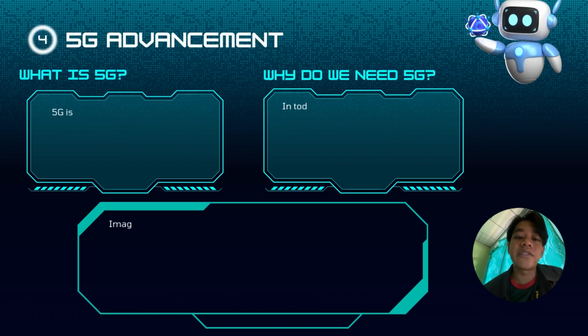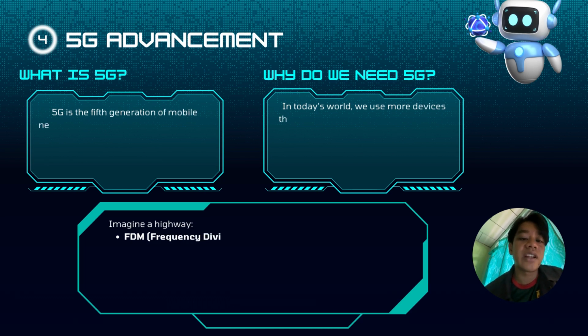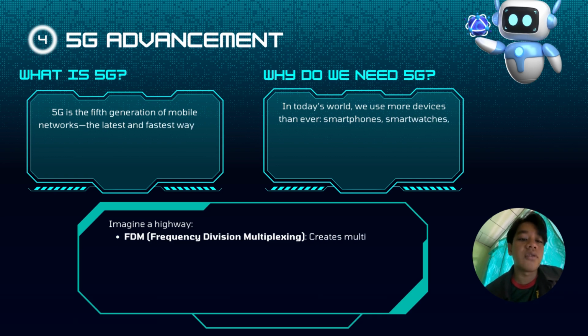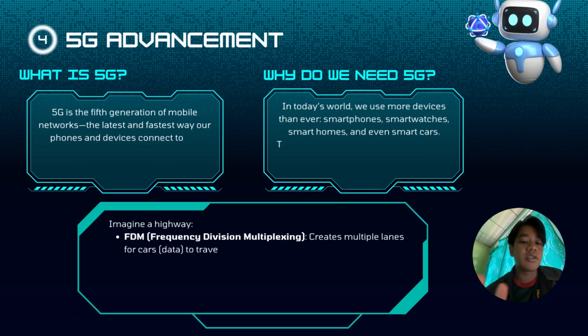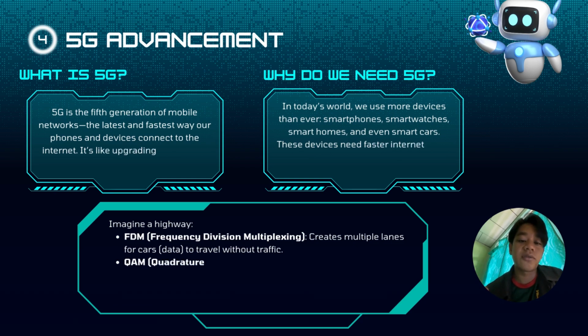So now it is 5G advancement. So what is 5G? 5G is the fifth generation of mobile networks, the latest and the fastest way our phones and devices can connect to the internet. It's like upgrading from 4G to 5G. Think of 5G as a super fast sports car. So do we need it?